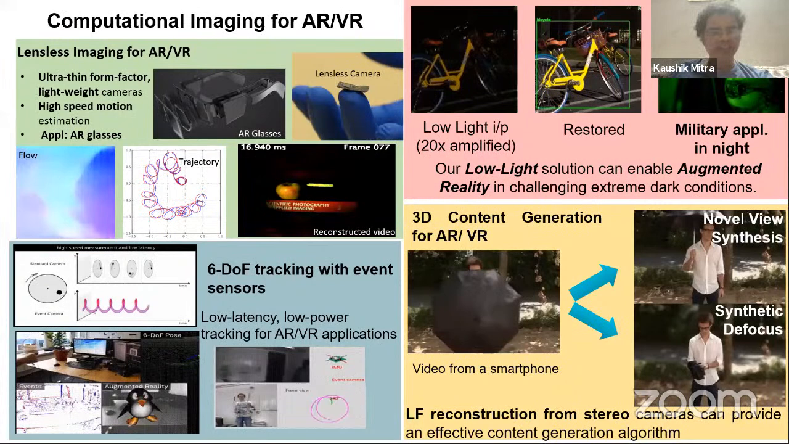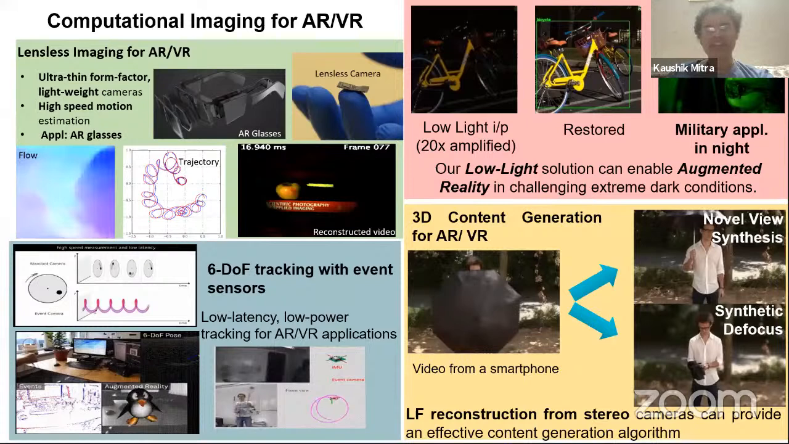So the third focus area that we are interested in is low light imaging. For example, if we capture a low light image, generally the color information is lost and we see a lot of noise. Now, what we are looking at is how we can restore this image as if it was captured with good light, and we are looking at deep learning methods for doing it. And this will have applications especially for military or army, where they are going for nighttime surveillance.